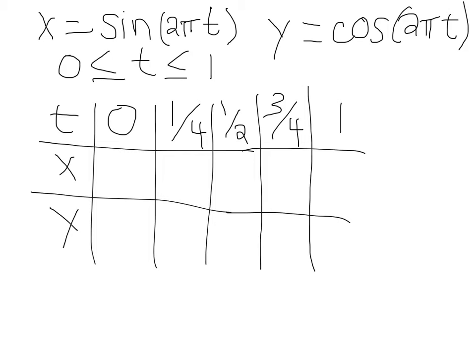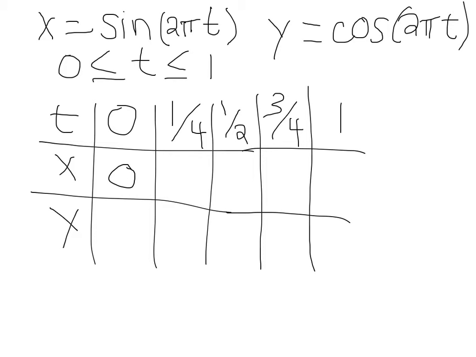In this example, the equation for x is x equals sine of 2 pi t, and y equals cosine of 2 pi t. T must be greater than or equal to 0 and less than or equal to 1. So next you substitute the values of t into each equation. So for the first one, when t is equal to 0, the sine of 0 is 0.